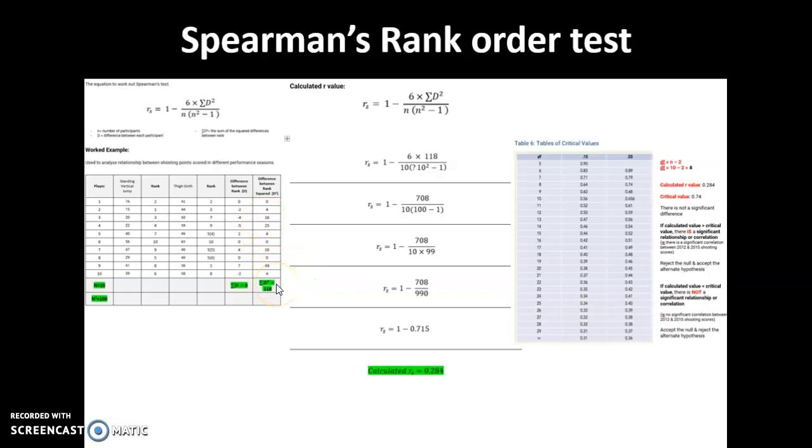So you then put your data in. You do 6 times 118, because that is the difference in rank squared, over 10 open bracket 10 squared minus 1. So you get 708 over 990, and then you do 1 minus 0.715, which gives you a calculated R value of 0.284. You then work along, so n minus 2 is 8, and you go there to 0.5, 0.76. Then you say if the calculated value is larger than the critical value, there is a significant difference. However, mine is smaller, so there is not a significant difference.